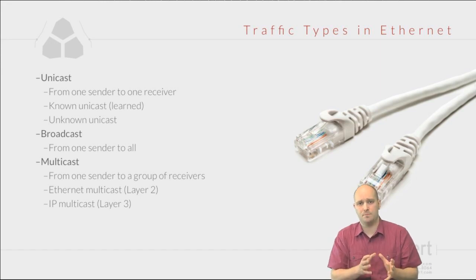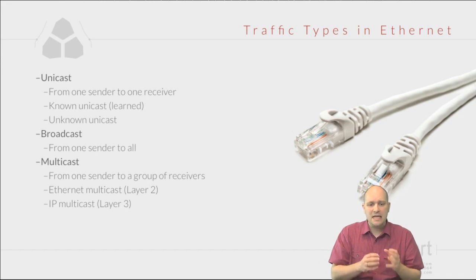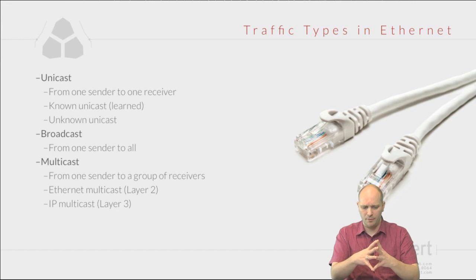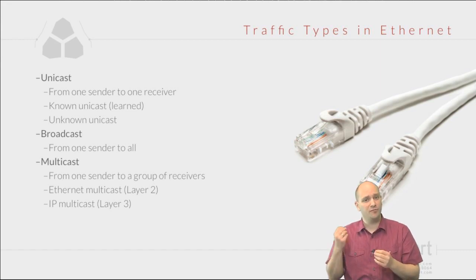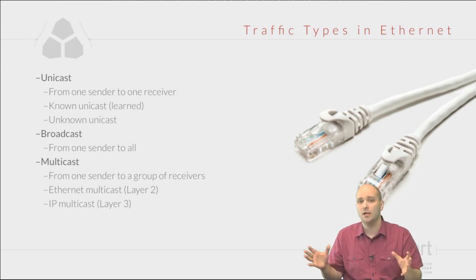The third type of traffic type that we have on Ethernet is multicast, which is really from one sender to a group of receivers. On layer 2, the default behavior of the switches is to treat the multicast traffic the same way they would treat broadcast. That means if the frame is received, it would be sent out on all ports. It would be flooded everywhere.